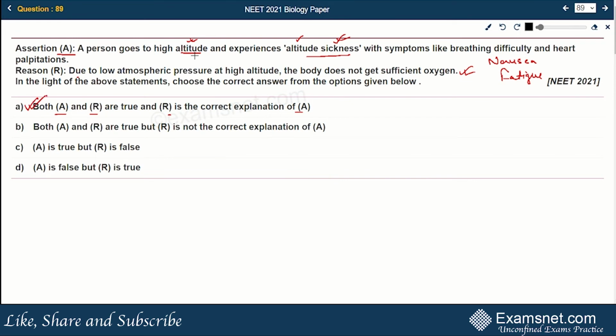But note that with time, gradually, you will get used to it and you will start getting enough oxygen. How? Because the body compensates for the low oxygen availability by increasing the red blood cells, decreasing the binding affinity of hemoglobin, and by increasing the breathing rate. So it is for a short period that you experience this kind of sickness.